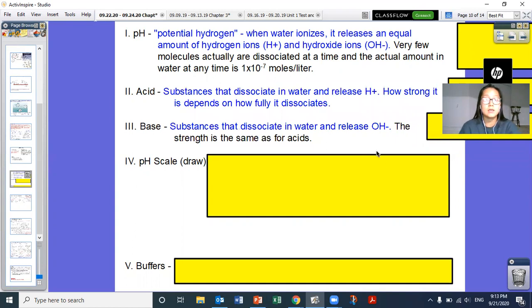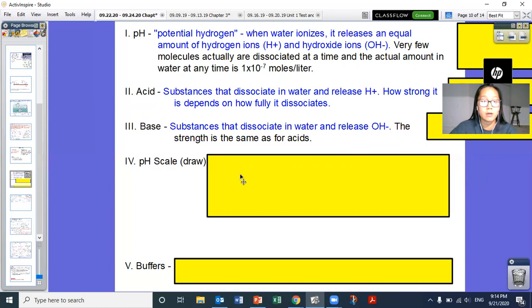A base is a substance that dissociates in water and releases OH minus or hydroxide ions. So the strength is the same as for acids. The more OH ions that the base releases when it's added to water means that it's a stronger base. And if it releases only a little bit of OHs, then it's a weaker base, but it's still basic. It's still not neutral once it starts releasing OHs.